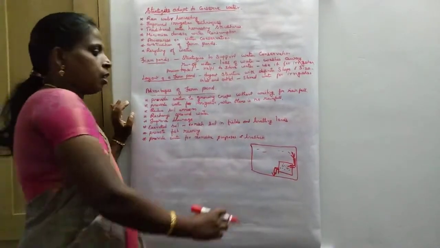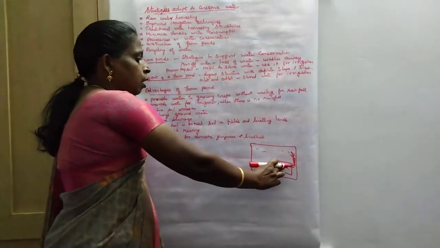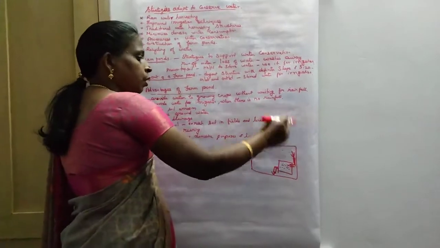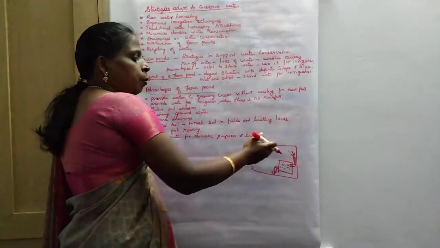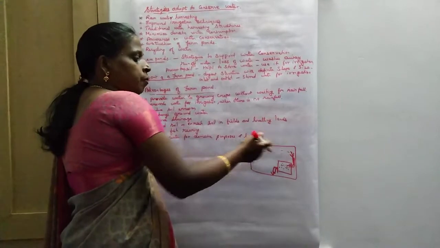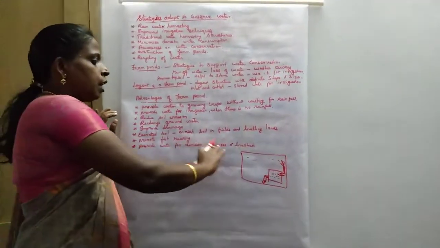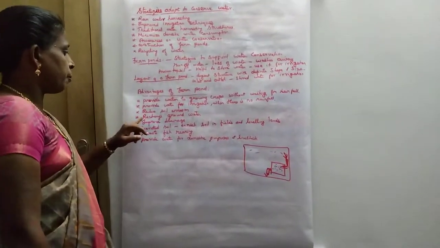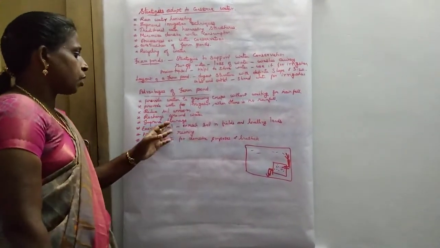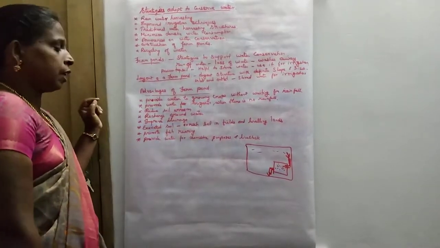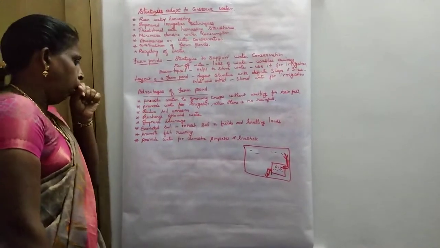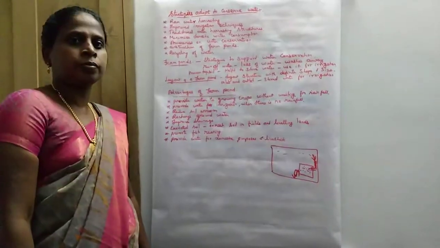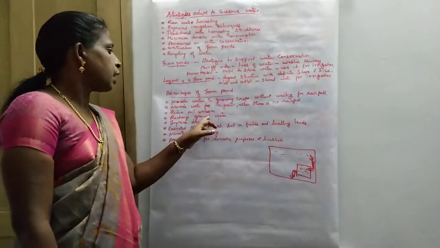And also here the water may get stored, so that it can reduce the soil erosion. Otherwise, in the field, during heavy rainfall, the water may run off, and all the topsoil may get washed away. So there is no soil erosion by using this farm pond. Next one is it can recharge the groundwater. It helps to recharge the groundwater.